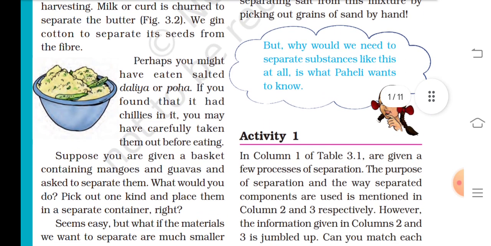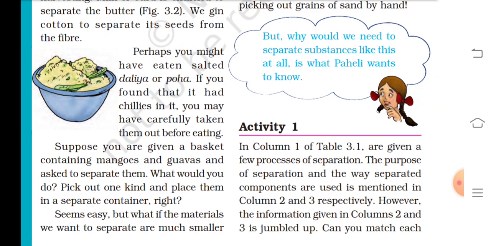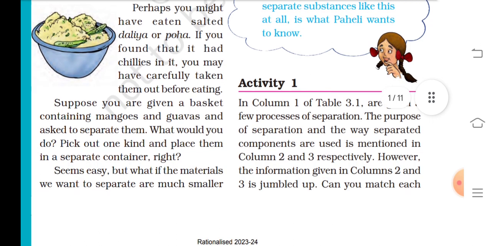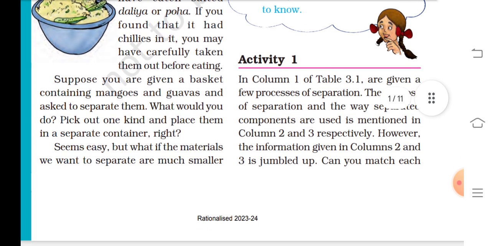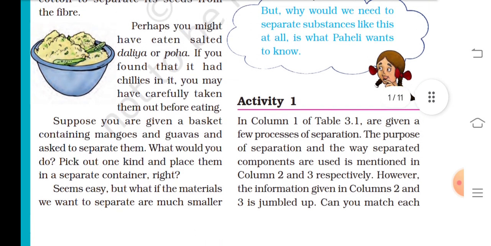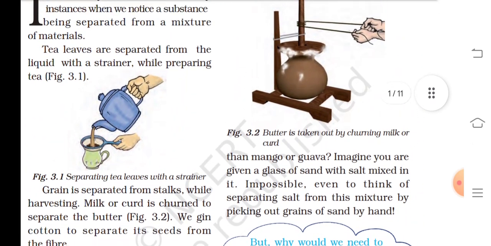Perhaps you might have eaten salty poha and found that it had chilies in it. You may have carefully taken them out before eating. Suppose you are given a basket containing mangoes and guavas and asked to separate them. What would you do? Pick out one kind and place them in a separate container, right? Seems easy, but what if the materials we want to separate are much smaller?